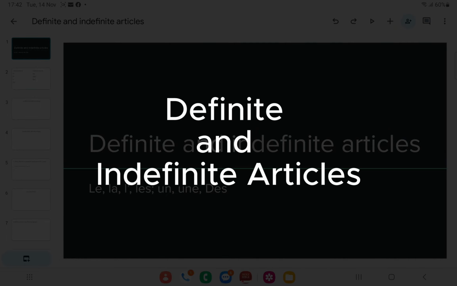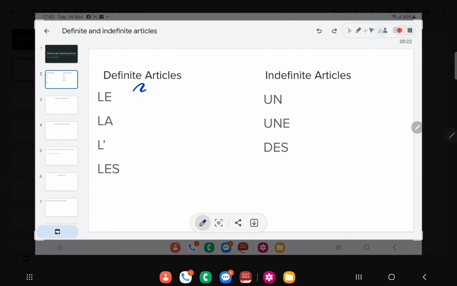Today I'm going to be teaching you the use of definite and indefinite articles in French. These are the definite articles: le, la, l', and les. The English equivalent of the definite articles is the word "the." When you want to say the boy, the girl, the animal, the French equivalent is none other than le, la, l', and les.